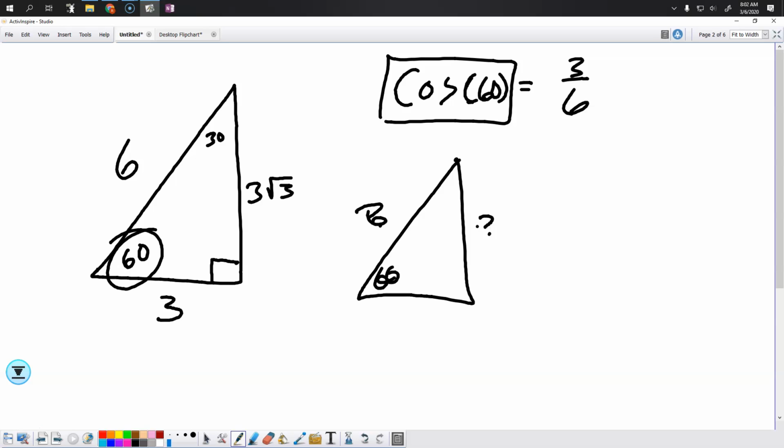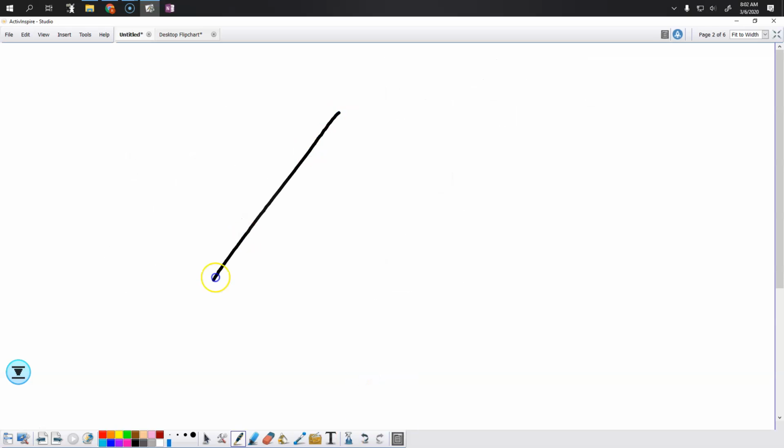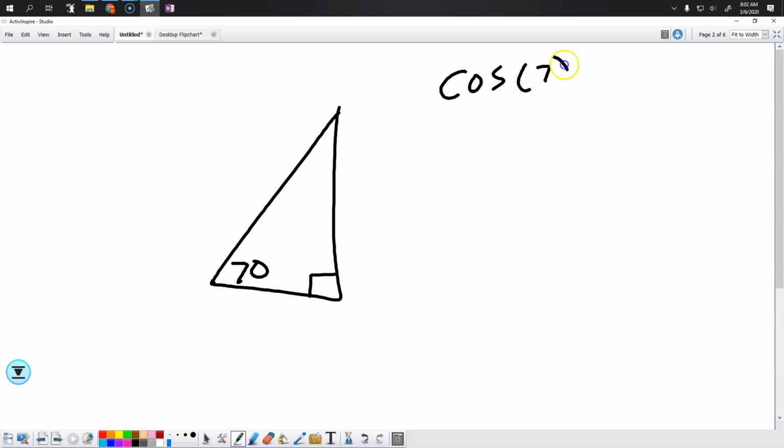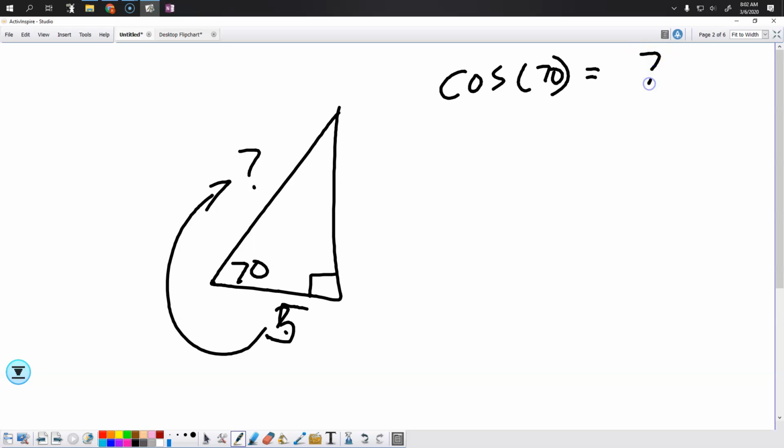But something that we can't do is we can't do this. If I told you that was 70, and I asked you what is cosine of 70. Well, we don't know this, and we don't know that. Even if I put a number here, you guys don't know how much bigger the hypotenuse is than the short leg on a 70, 20, 90 right triangle. We never memorized that. So we're stuck. We can't figure that out.